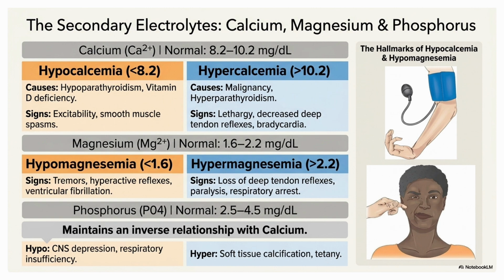It maintains an inverse relationship with calcium. For example, if calcium is high, phosphorus will be low. Calcium is low, phosphorus will be high. So here are the signs and symptoms for phosphorus imbalances.